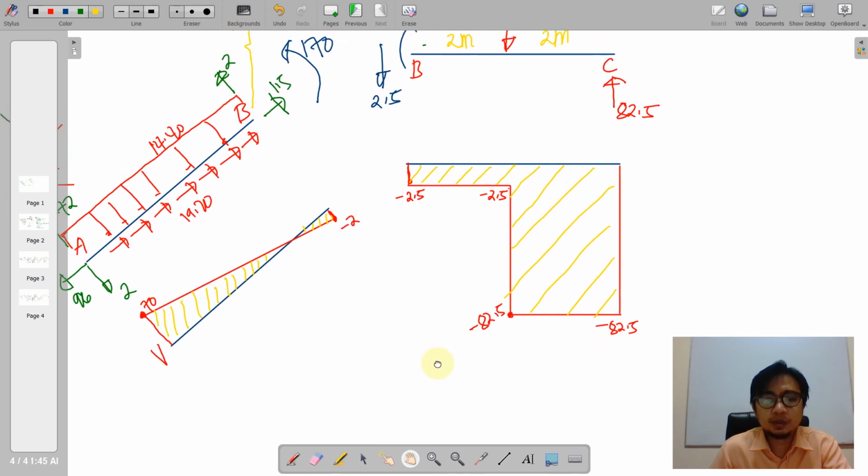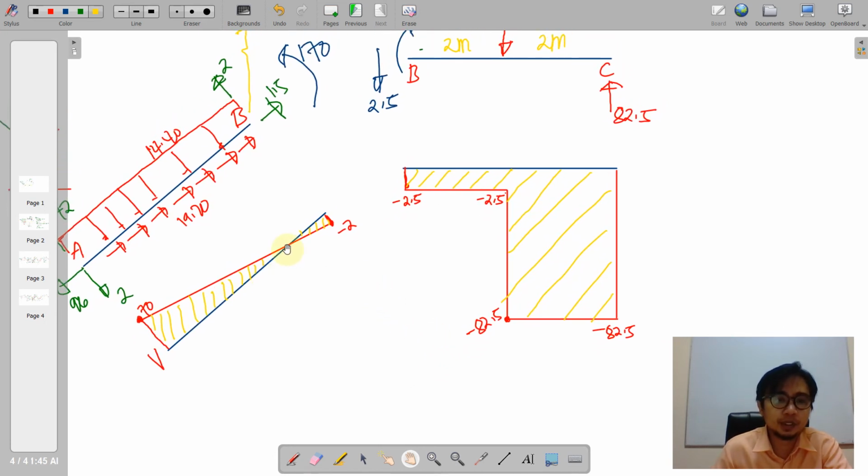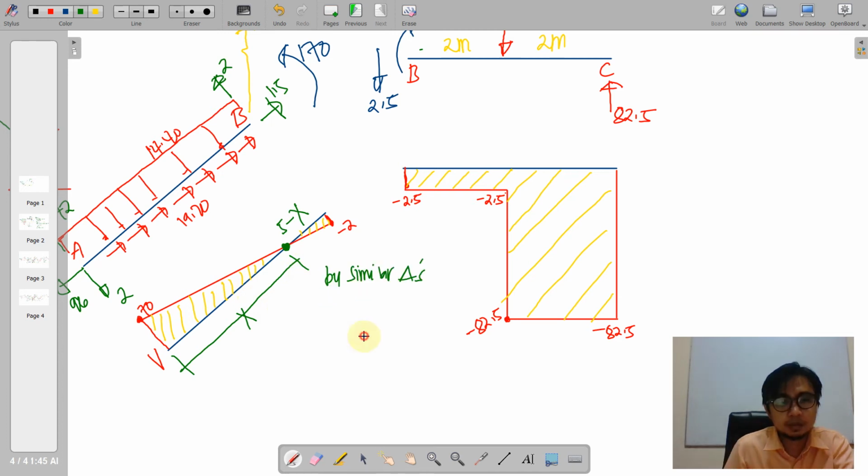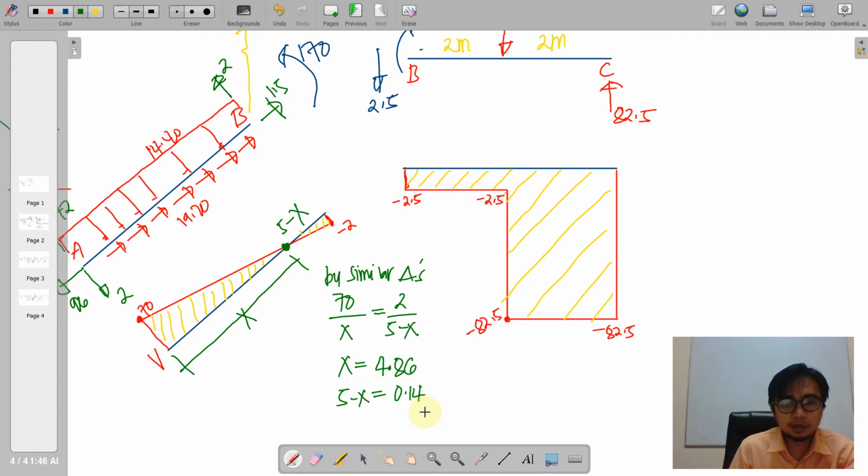Proceeding to the moment diagram, of course we are concerned with this line crossing our 0 shear here. We try to locate this to compute the area. First, say this is x and this is 5 minus x. And then by similar triangles, we have 70 is to x as 2 is to 5 minus x. So x now is 4.86 and 5 minus x is equal to 0.14. So we have now the dimensions. We are now ready to illustrate the moment diagram.